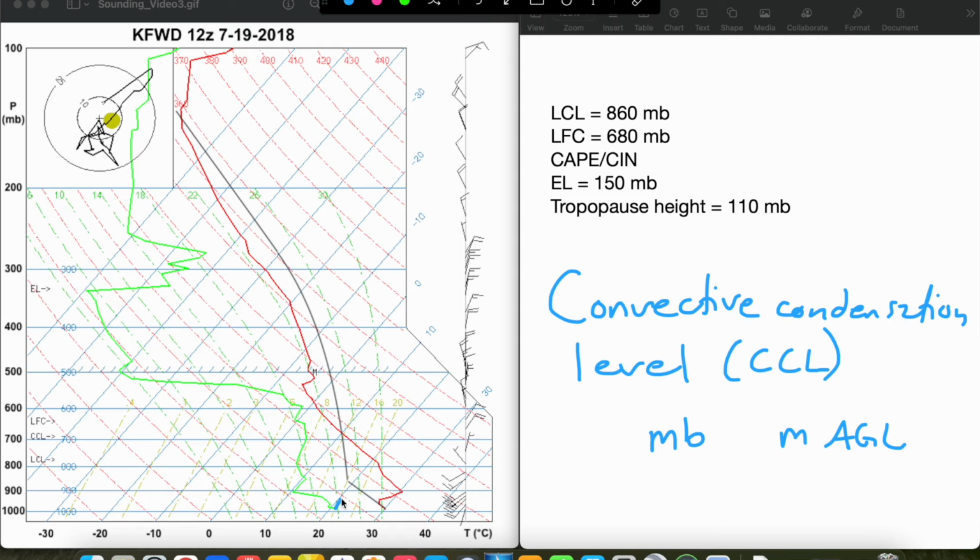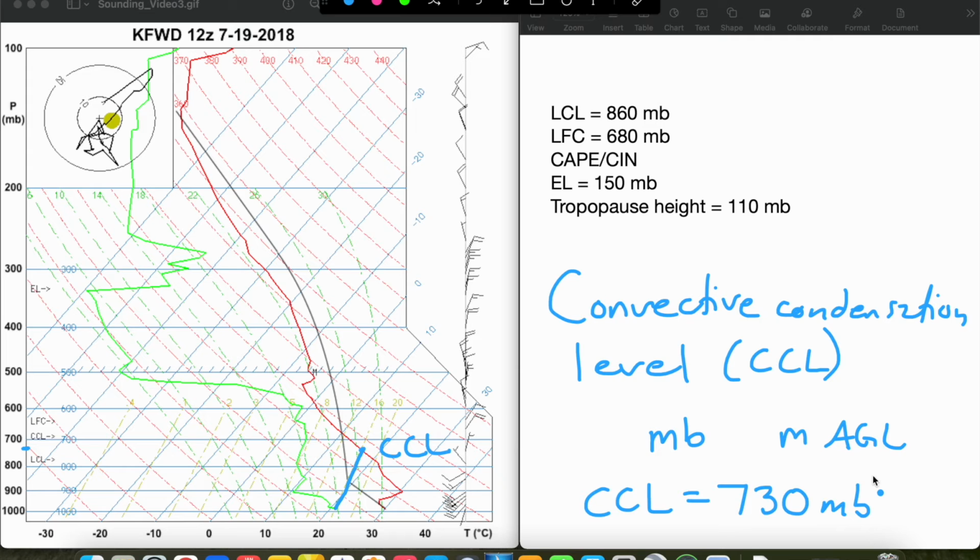So we'll start at the surface dew point, take the mixing ratio line up, and right where it intersects the environmental temperature profile is your convective condensation level. So if we look over here, somewhere right in here, probably close to about 730 millibars in this particular case.